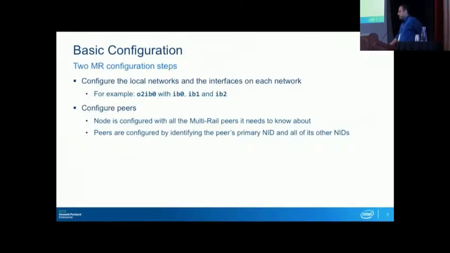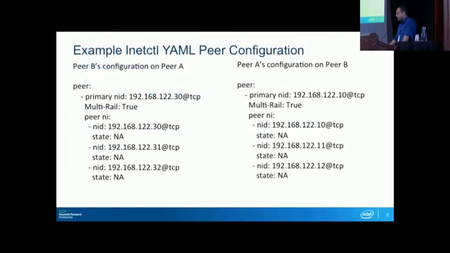So quickly going over the basic configuration. First, you have to configure the node with the interfaces. So for example, on the O2IB0 network, you can configure IB0, IB1, and IB2. And then you have to tell the node the peer's interfaces, and that the peers are multirail capable. To do that, you configure it something like this, where you tell the node that peer B has 3 different interfaces and it's multirail capable.